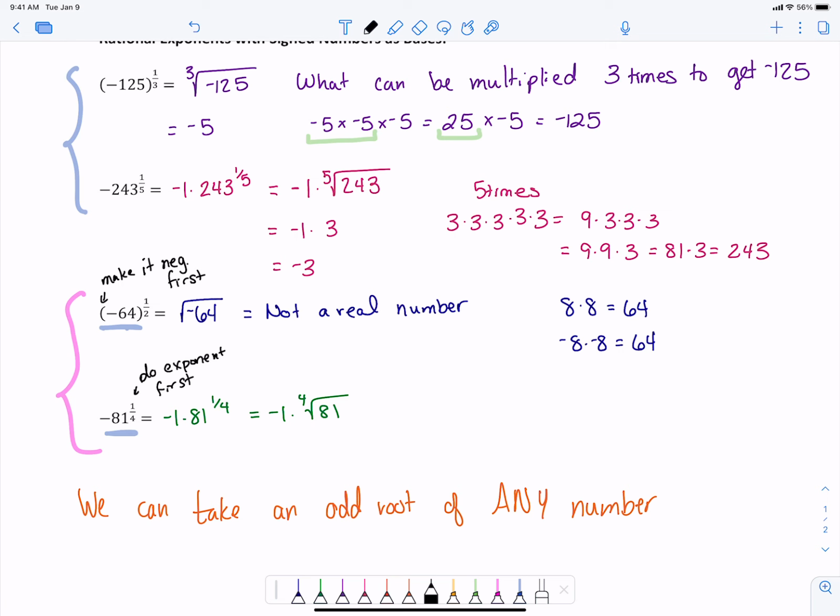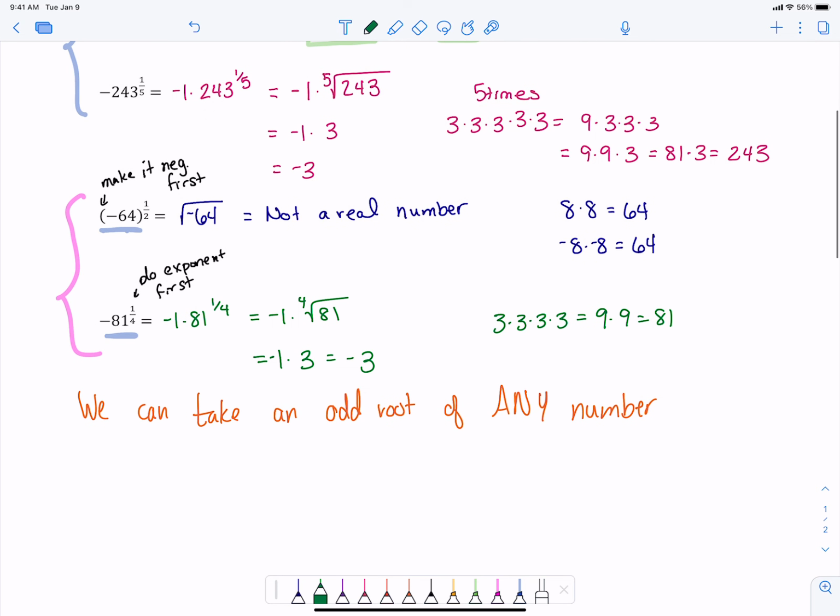So here we're looking for something that we multiply by itself that gives us 81. We actually know what it is from up above, that it's 3 times 3 times 3 times 3, because that gives us 9 times 9, which is 81. So we get -1 times 3, and we get -3 as an answer. So it's totally okay if we have that negative out in front, as long as we're not in parentheses. The minute we put it in parentheses, we make our base negative first, then we're taking our root. We can't do that with our even roots.